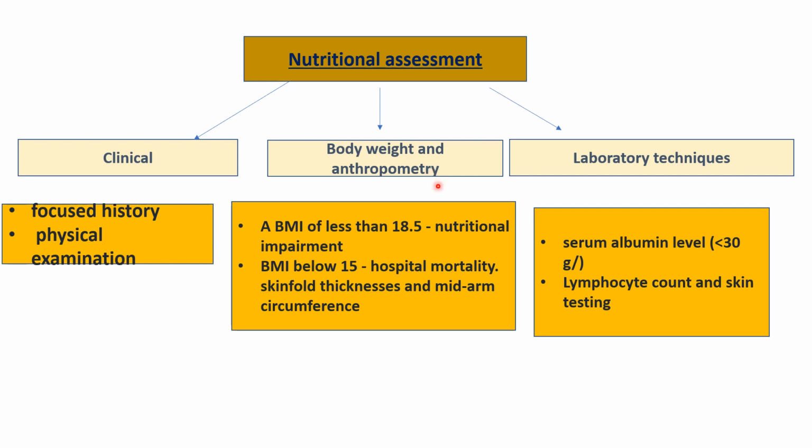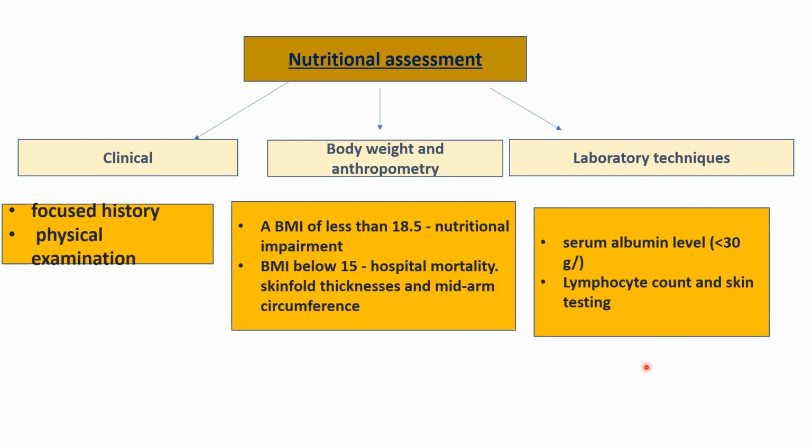In body weight and anthropometry, you have the BMI. A BMI usually less than 18.5 indicates impaired nutrition, and below 15 it usually corresponds to high hospital mortality. You can also add anthropometric measures, that is skin fold thickness and mid-arm circumference.